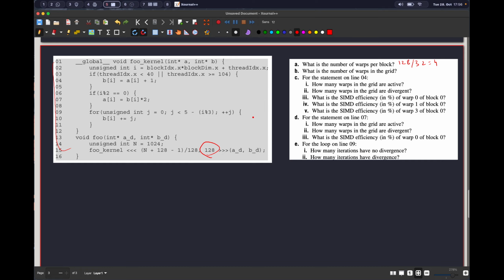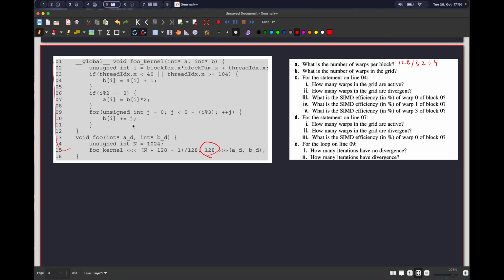What is the number of warps in the grid? Let's find out the total number of blocks that are required. 1024 plus 128 minus 1 divided by 128, around one block or two blocks. Oh, I divided by 1024. I was confused for a second. What did I do?